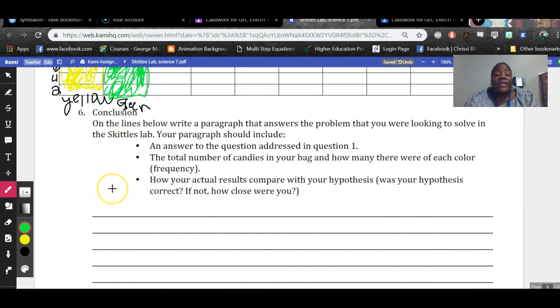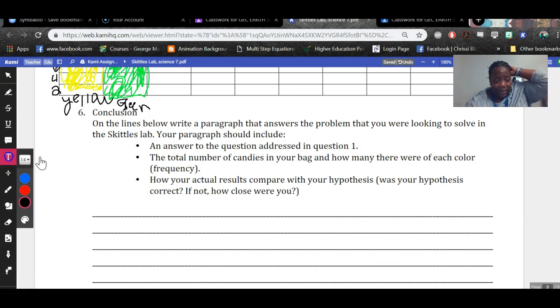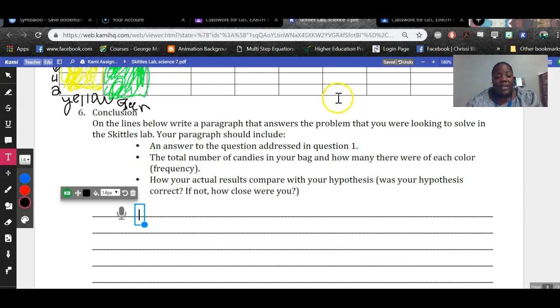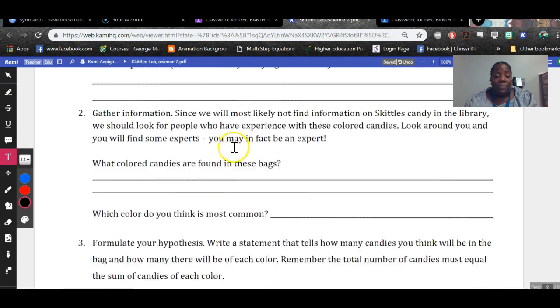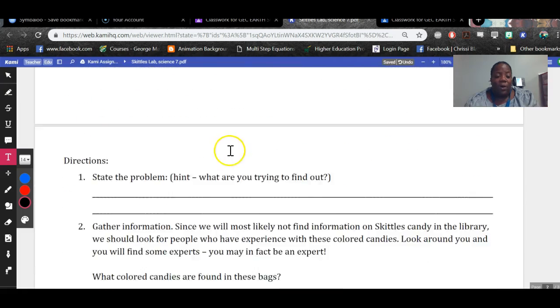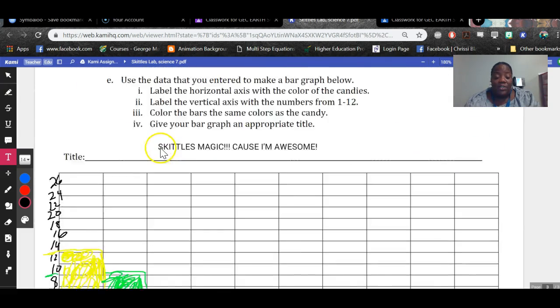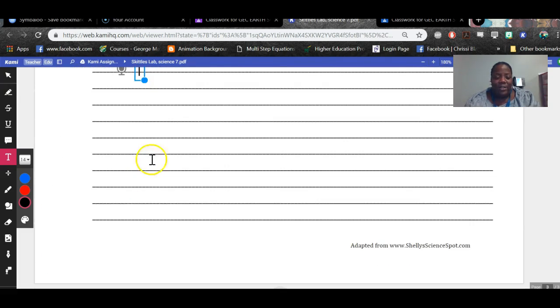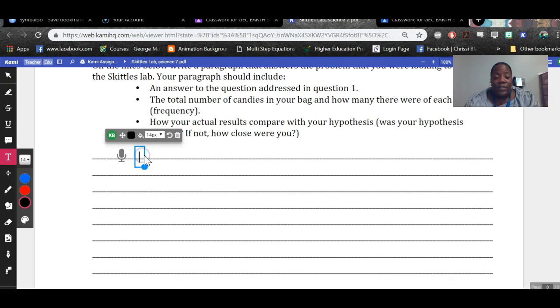Down here is your conclusion of this experiment, right? As we're doing the scientific method, okay? So the conclusion, and all you're going to do is answer the questions. Answer to the question addressed in question number 1. So remember the question number 1 is way up here, and the question was, right? State the problem, and our problem was how many of each color are in the bag, right? So you can start there, right?